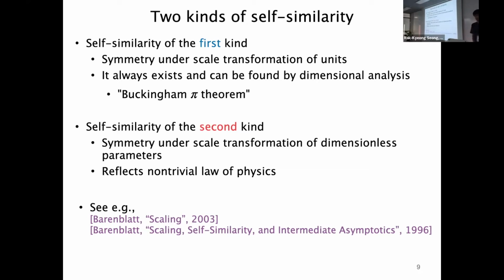But in addition, there can be more non-trivial self-similarity in certain physical systems. And this self-similarity is called the self-similarity of the second kind. And this involves the symmetry and the scale transformation of dimensionless parameters. So this cannot be found by the dimensional analysis, and it indeed reflects the non-trivial law of the physics inherent in this physical system.